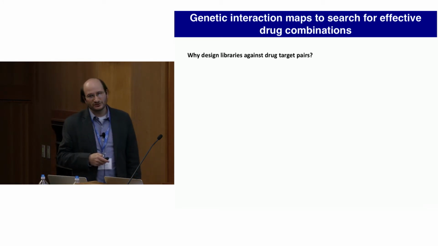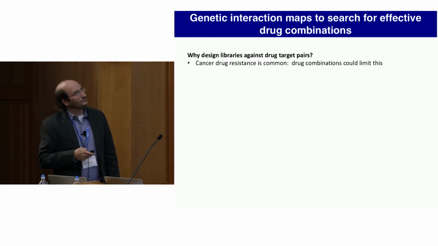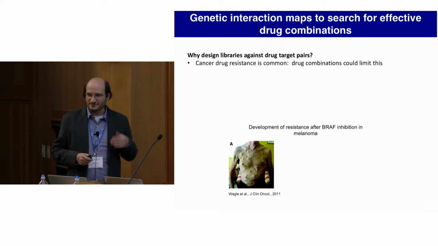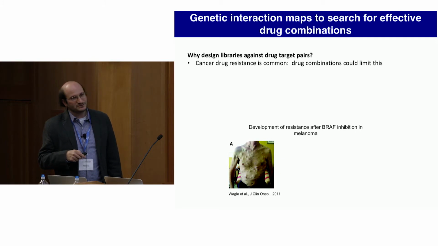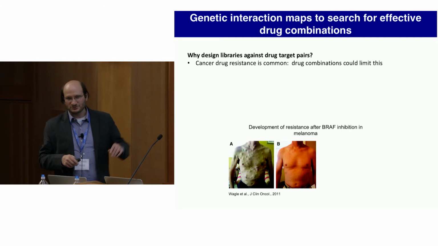In my lab, we're interested in applying a new application of this pairwise genetic interaction screen, in this case to look specifically for cancer drug combinations. Why might you want to do this? Of course, cancer drug resistance is a very widely appreciated problem. There's this famous picture that many of you have probably seen of this unfortunate patient who presented with a melanoma. He was treated and had a really nearly miraculous response to this BRAF inhibitor, which completely shrank all of his tumors.